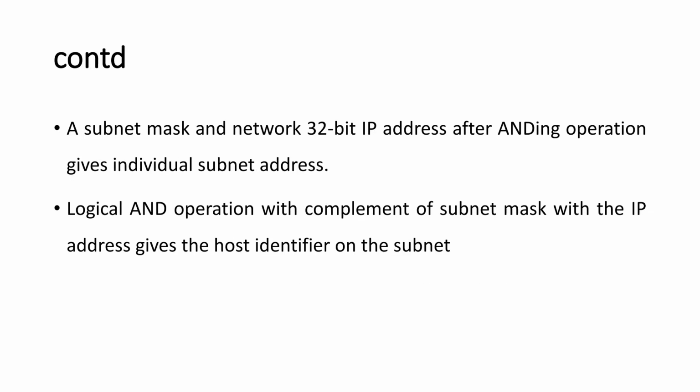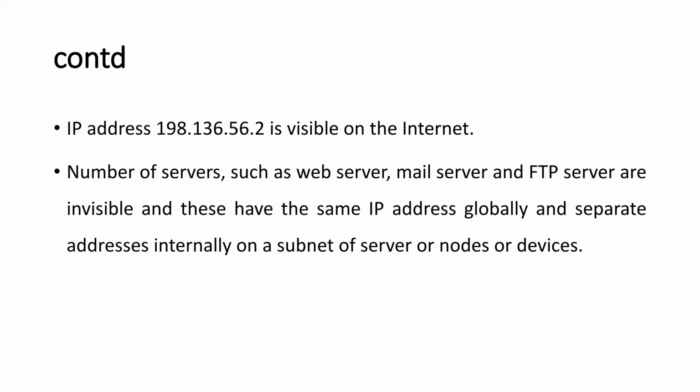A subnet mask and a network which has a 32-bit IP address go through an ANDing operation. For example, A is the input and B is the other input, and Y is equal to A dot B, which gives the subnet address. A logical AND operation of the complement of the subnet mask with the IP address gives the host identifier on the subnet.